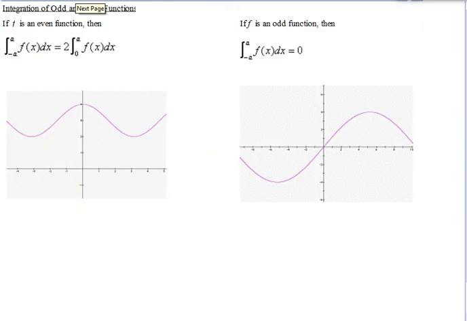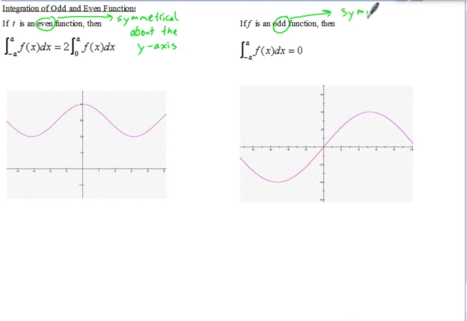Now let's take a look at another topic in addition to average. So another topic we're going to look at is integration of odd and even functions. So remember, an even function, like this one, means it's symmetrical about the y-axis. So the y-axis here is symmetrical about that. And an odd function is symmetrical about the origin.